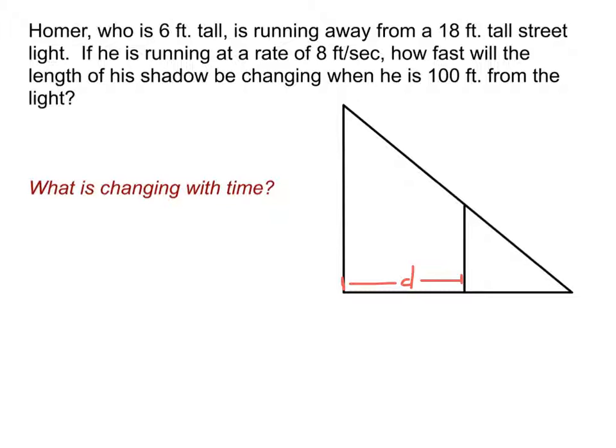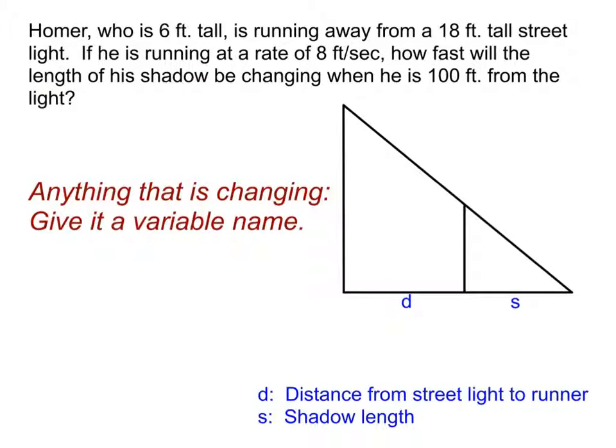The other thing that's changing, well, as he's running away, what else is changing then? Where he is. Well, what are we asked for? How fast will the length of his shadow be changing? And so, any rate that we're given, we want to give it a variable name. We also want to give a variable name to whatever rate we're trying to find, because we need to make sure that these actually become rates when we find a derivative. Well, the other one then is going to be the shadow length. And so I'm going ahead and using D and S for distance and shadow. Nothing magical about those names.